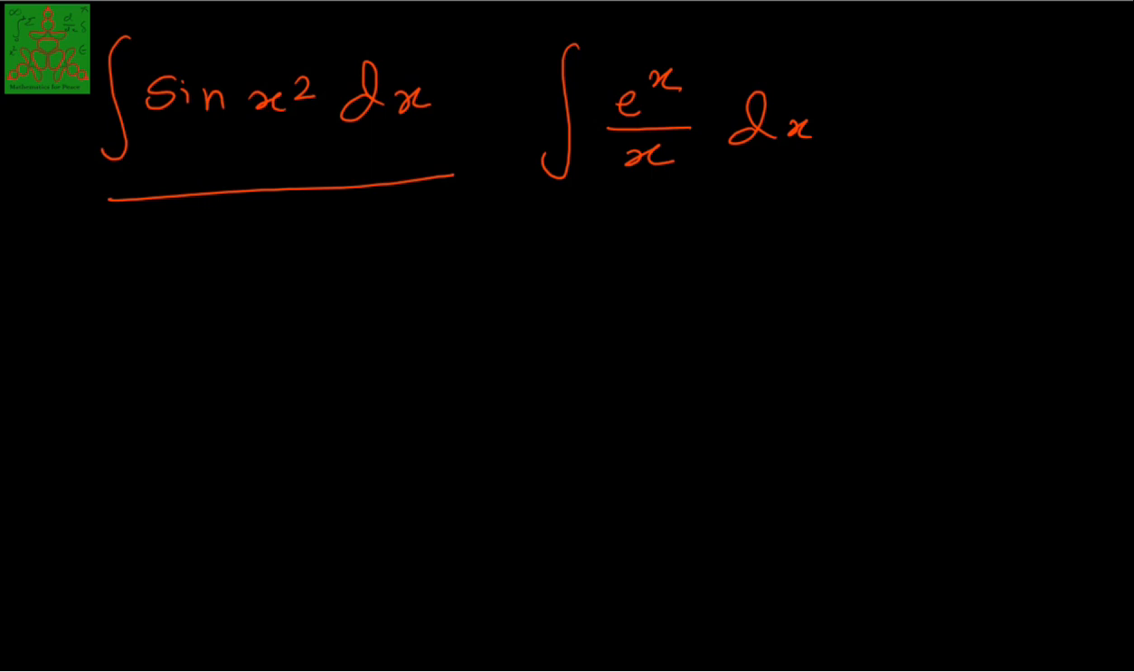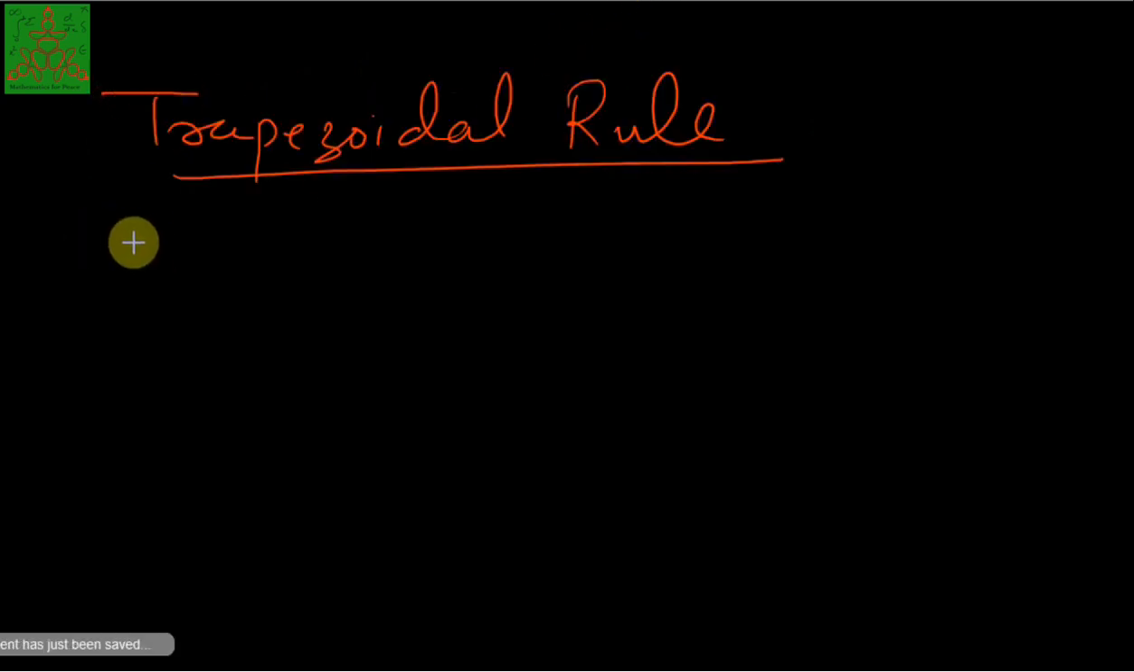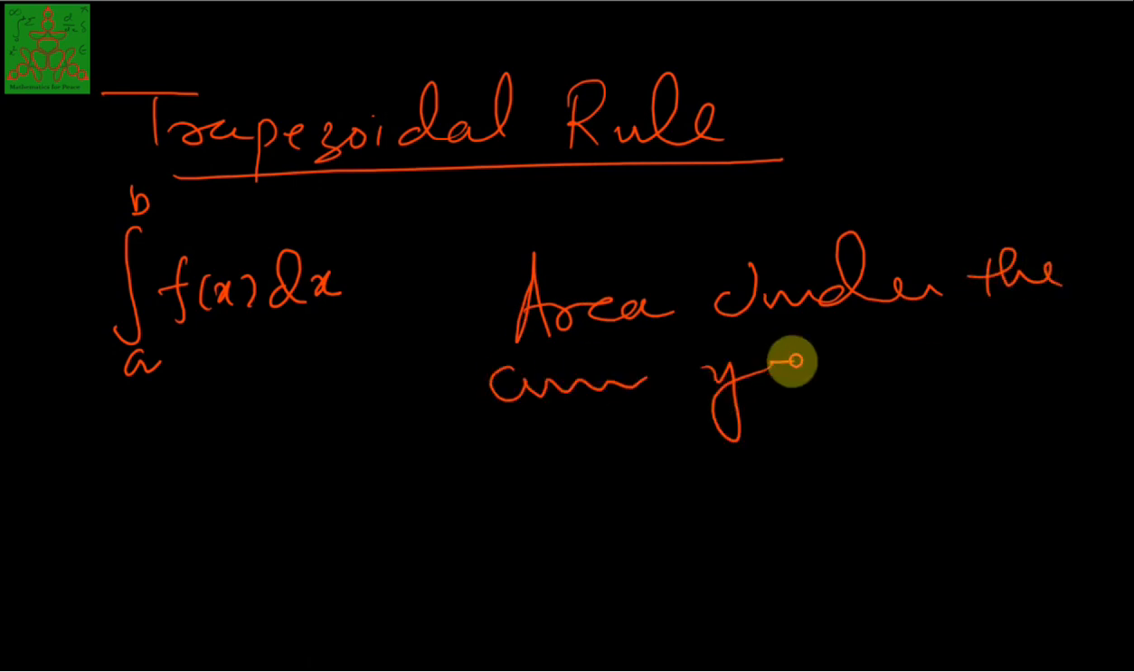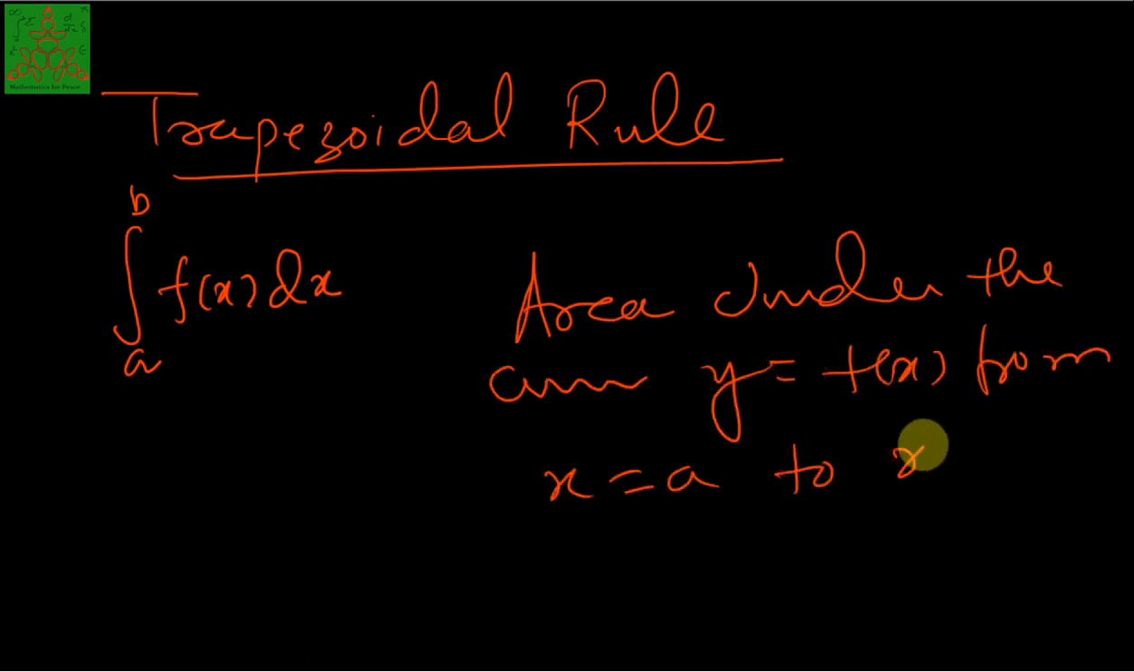So let us explain the first one, which is the trapezoidal rule. Our objective is to find the integral from a to b of f of x dx, that means the area under the curve y equal to f of x from x equal to a to x equal to b. This is our objective, to evaluate this integral. First of all, let us understand why the word trapezoidal is there.